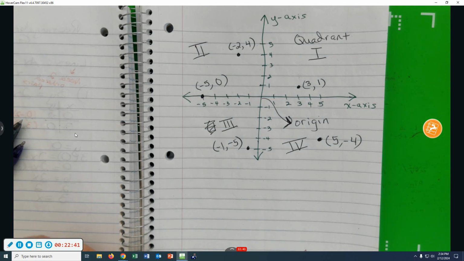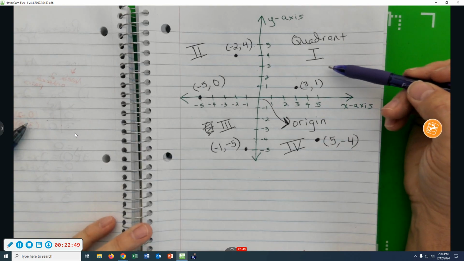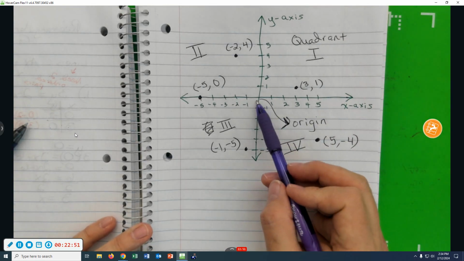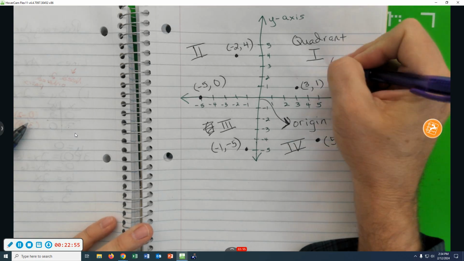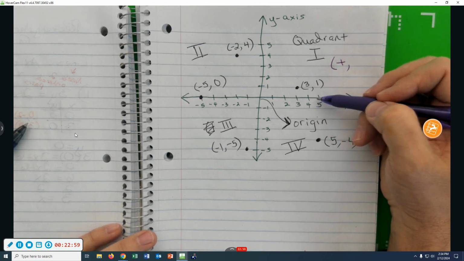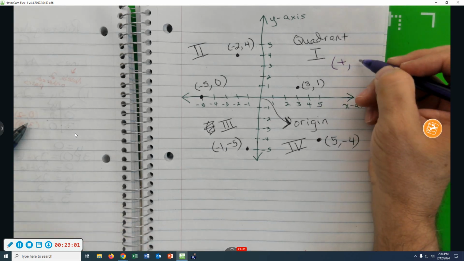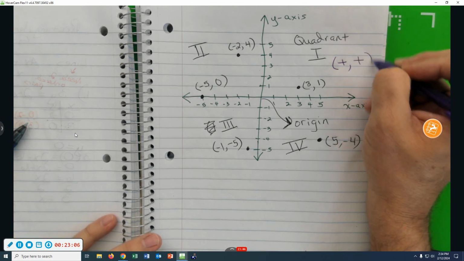We can make some observations about the signs on the ordered pairs. I'll get us started. In order for an ordered pair to be in quadrant 1, you have to go to the right and then up. That means the first coordinate has to be positive. If we're moving up, what has to be true about the second coordinate? It has to be positive as well.